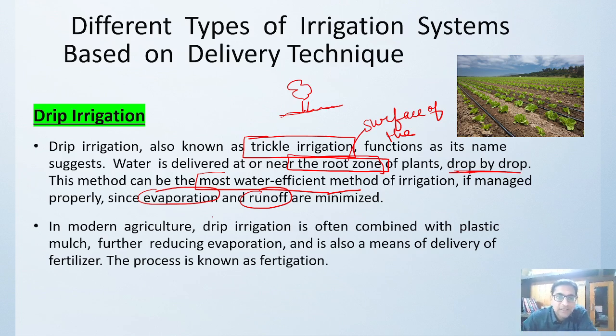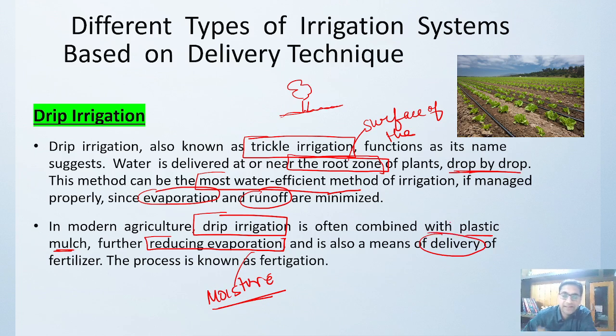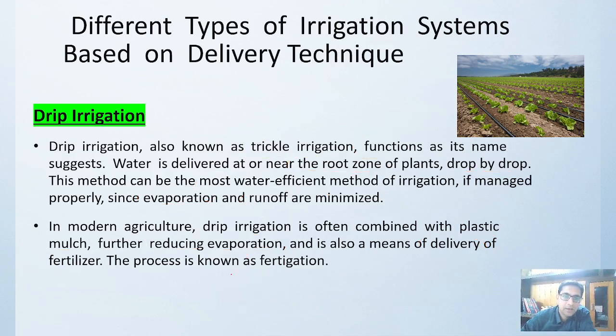Okay, now today's drip irrigation system is combined with plastic mulch. Near this field you can see there is a plastic mulch that they put to reduce evaporation further, so that the moisture of the soil remains intact, and it is also a means of delivery of fertilizer. Like if this is a crop, and from here these pipes are coming.